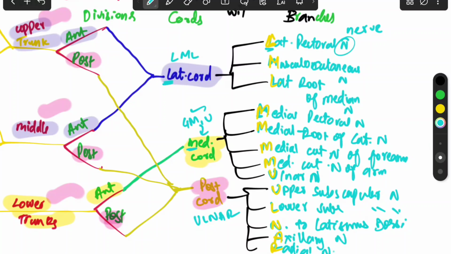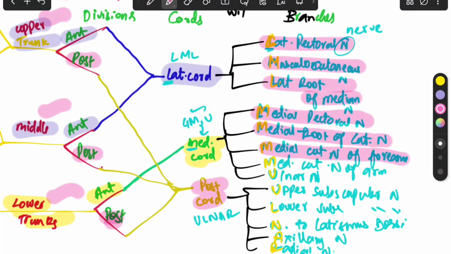So once again, this L represents the lateral pectoral nerve, M represents the musculocutaneous nerve. Again, L represents the lateral root of median nerve, and M represents the medial pectoral nerve, and again M represents the medial root of median nerve, and medial cutaneous nerve of forearm, medial cutaneous nerve of arm, and ulnar nerve, and upper subscapular nerve, lower subscapular nerve, nerve to latissimus dorsi, axillary nerve, and radial nerve.